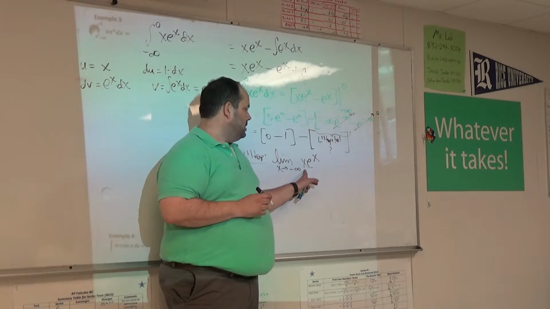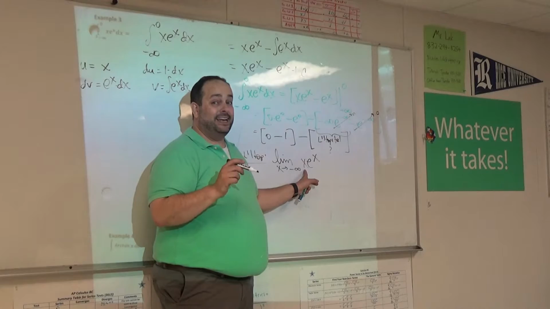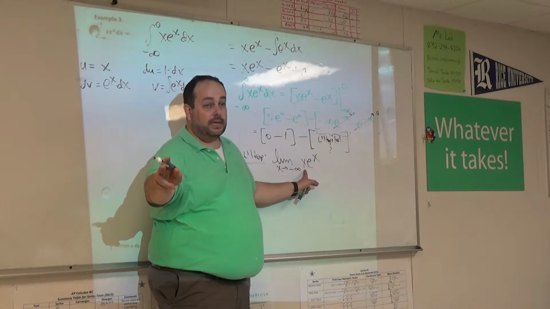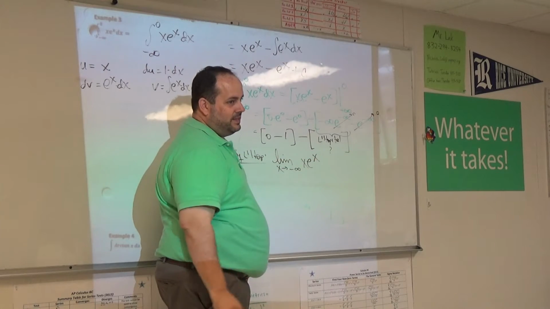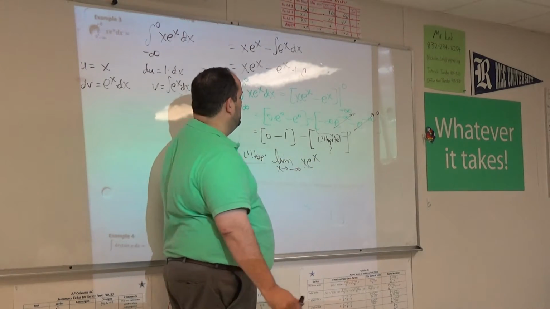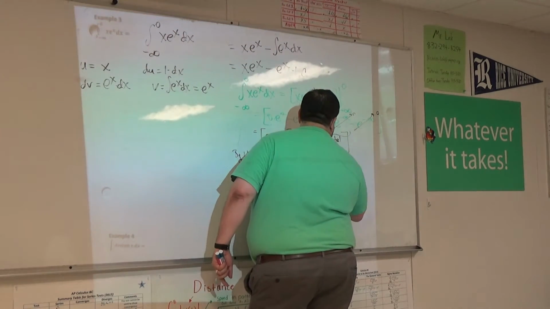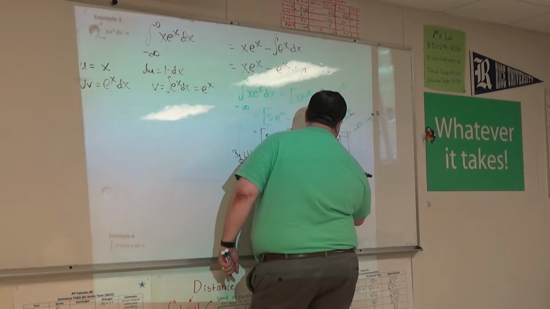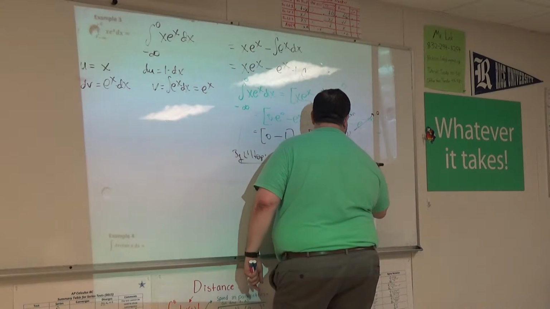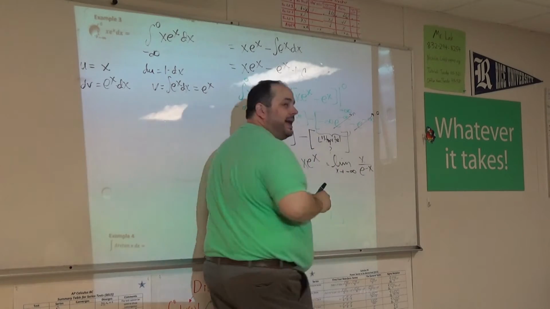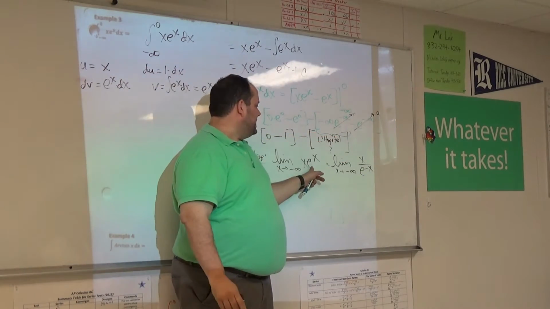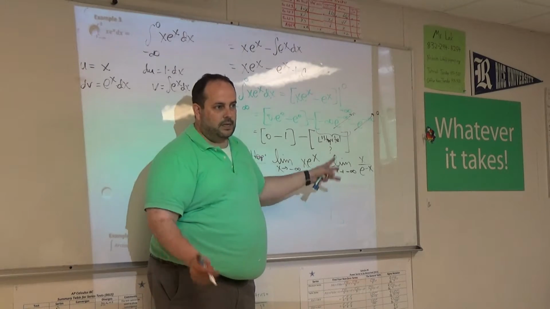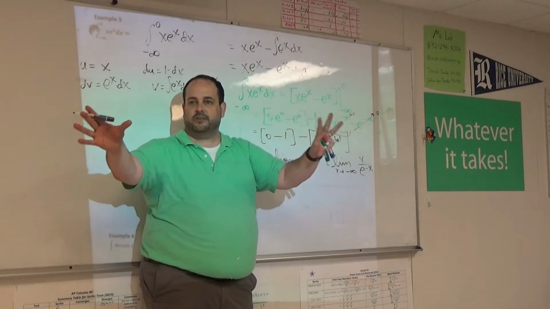Then we do x over e to the negative x. Would that be legal? Yes, absolutely. Is there another way? I think the easy way would be that way: x over e to the negative x. The other way is e to the x divided by 1 over x. Legal algebra, that's fine.